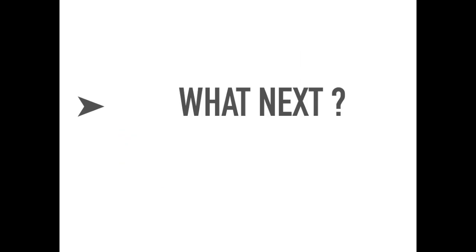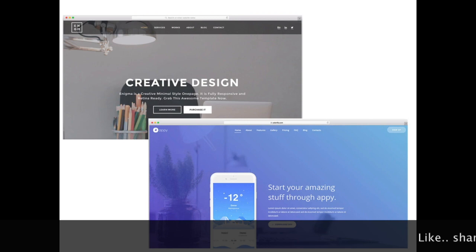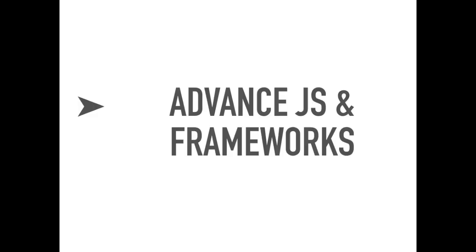Now once you learn these, what do you have to do next? You have to create a website or a single web page with all the things which you have learned in HTML, CSS, JavaScript and jQuery. Once you do this hands-on practice, you'll get more confidence and you'll also get to learn new things by performing these tasks. And then once you get confidence that you know the basic stuff in HTML, CSS, JavaScript and jQuery, then you should jump on to advanced JavaScript and frameworks.